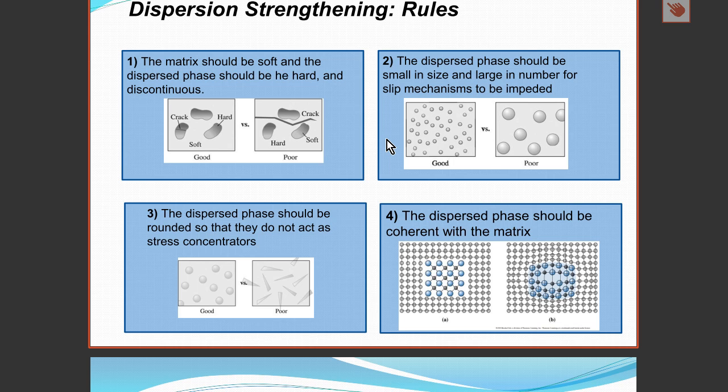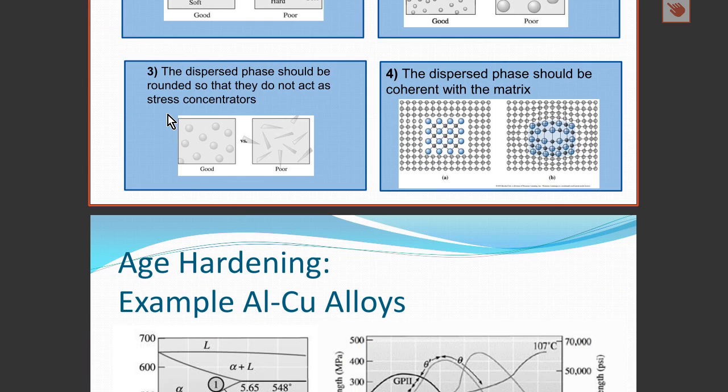Secondly, we want the disperse phase to be small in size and large in number. This is the optimum distribution for impeding slip. Thirdly, we want the disperse phase to not be of a sharp morphology, otherwise it will act as a stress concentrator. We prefer the precipitates to be rounded in some way.